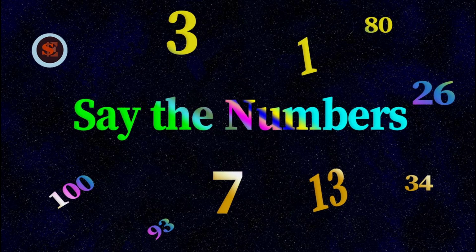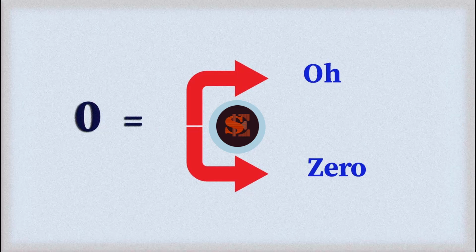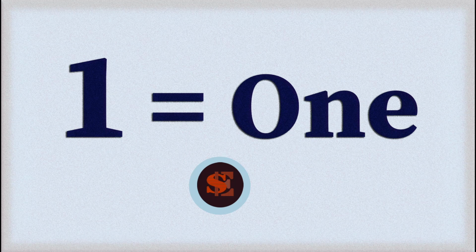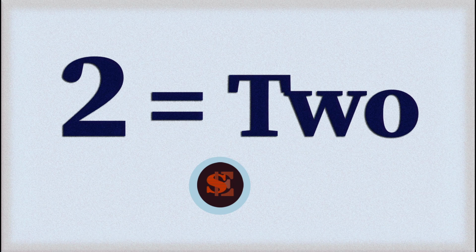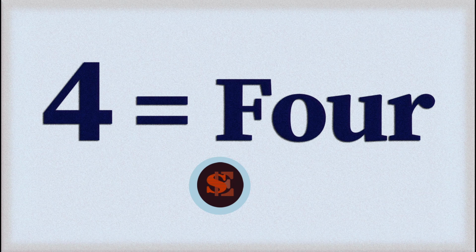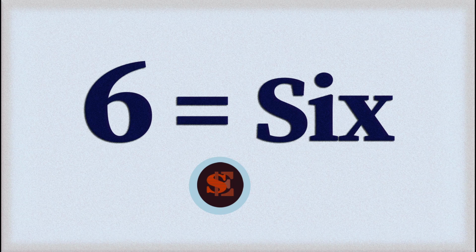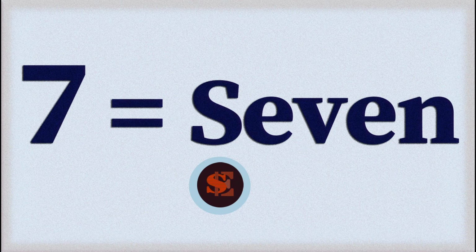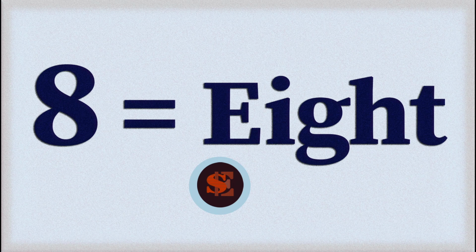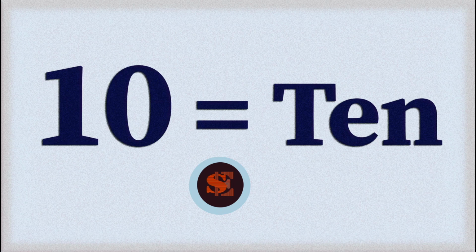In this session, you learn how to say cardinal numbers from 1 to 100. Part 1. O or 0. 1, 2, 3, 4, 5, 6, 7, 8, 9, 10.